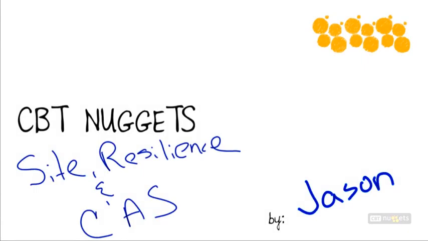In this CBT Nugget, it's time for site resilience and CAS. And what that basically means is we want to look at the high availability features of your CAS box and how it can be affected and how you would set it up across multiple sites for site resilience.